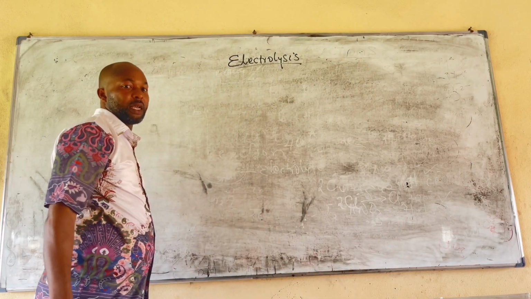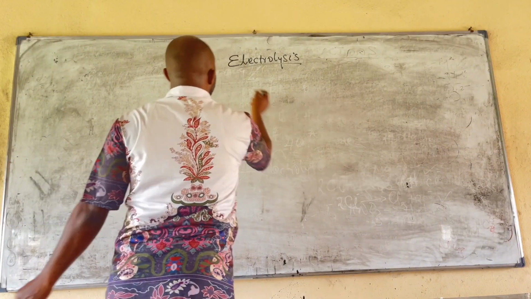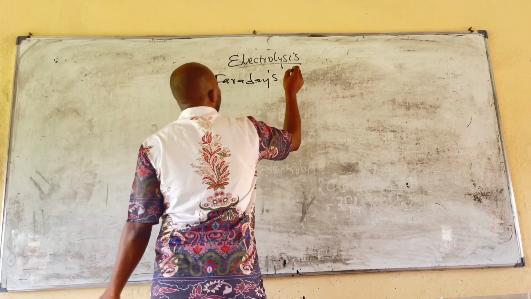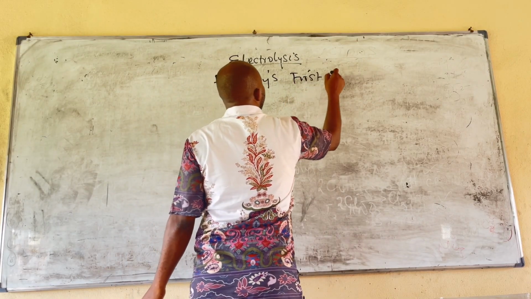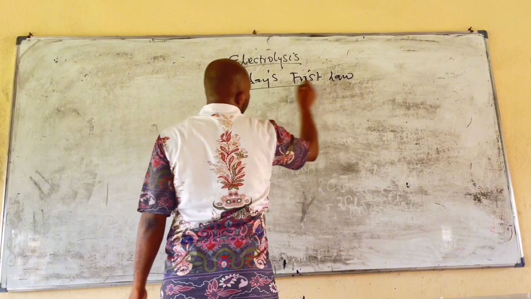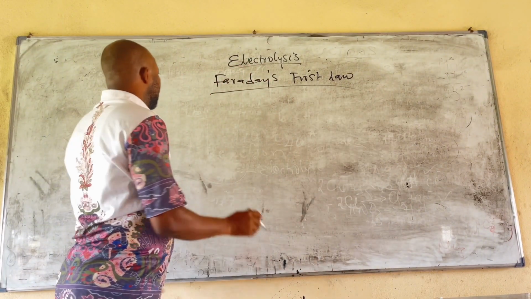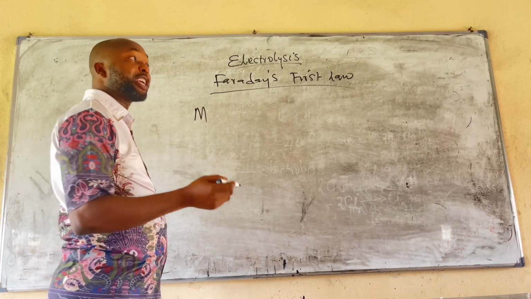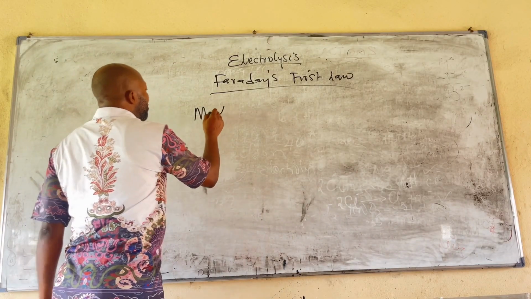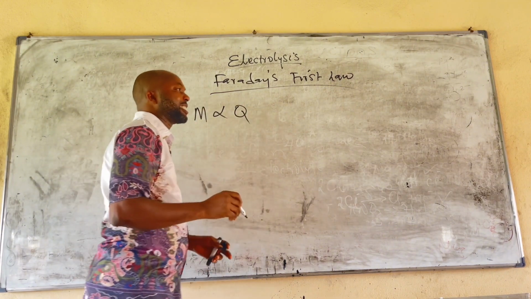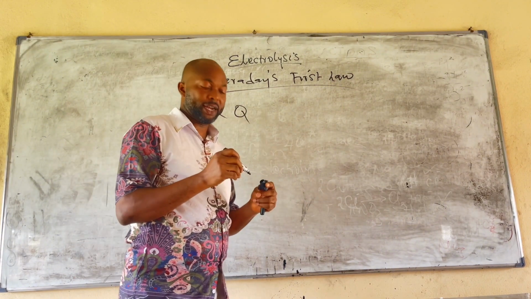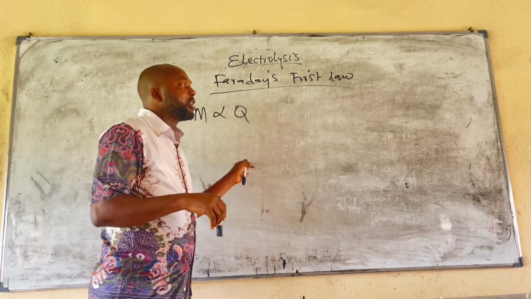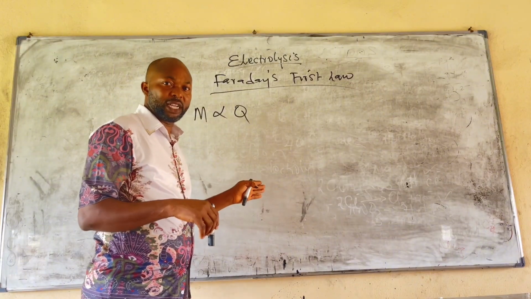Okay, Faraday's first law of electrolysis. Faraday's first law says that the mass of a substance deposited or liberated during electrolysis is directly proportional to the quantity of electricity that passes through the electrolyte. So the quantity of electricity that passes through the electrolyte must be directly proportional to the mass of that substance.